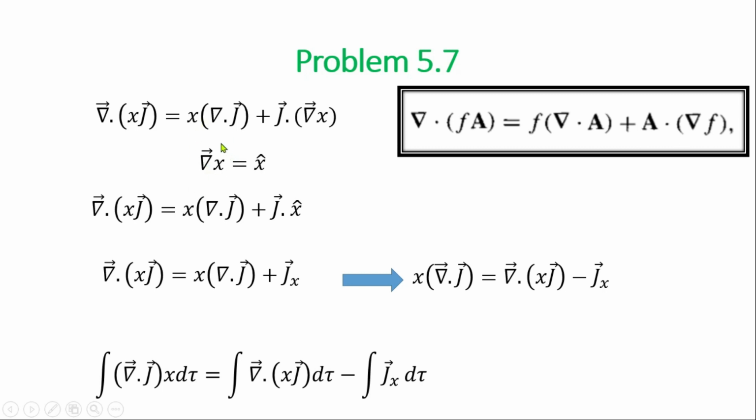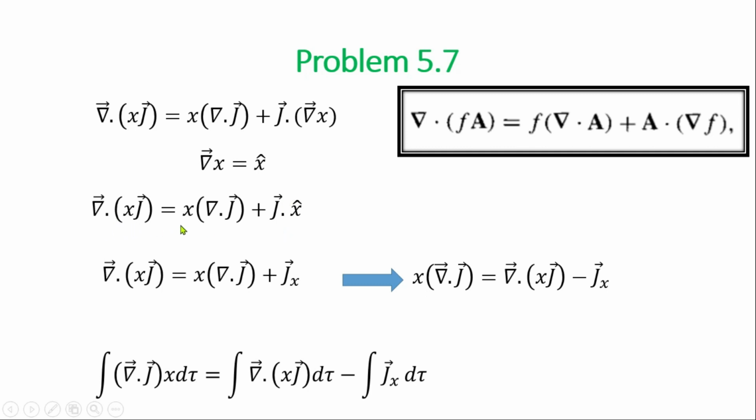What is the gradient of x here? The gradient is defined as partial over partial x times x cap plus partial over partial y times y cap plus partial over partial z times z cap. If we take the gradient of x, it becomes partial x over partial x, which is 1, times x cap. So the gradient of x is equal to x cap.